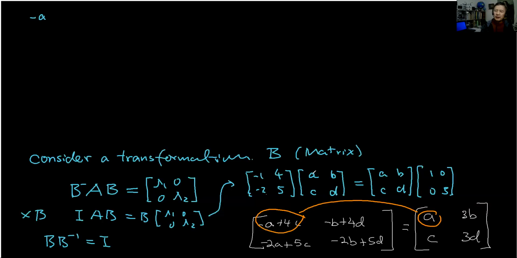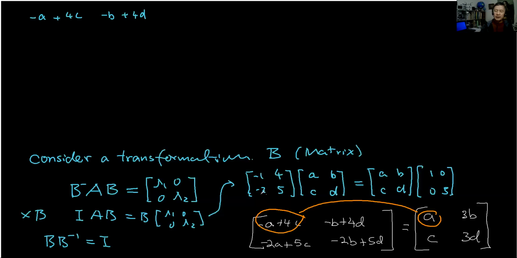So -A plus 4 times C, that's 4C. And the second will be 4A, right? Same for -B plus 4D. Okay, we just do this slowly. Then this one, we just compare with that.